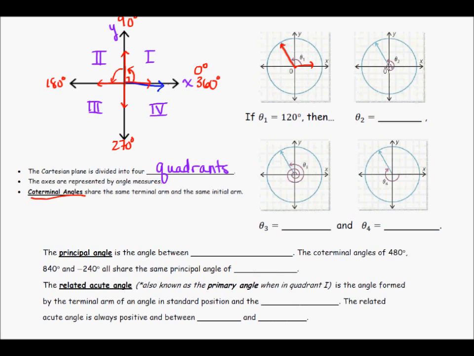In the second picture, we've got the exact same terminal arm, in the exact same position, but the difference now is that this terminal arm has been rotated all the way around once, so 360 degrees, plus that same angle measurement from before, plus 120. So theta 2 is 360 degrees plus 120, because we've gone around one full time and then another 120. This angle measurement, theta 2, is equal to 480 degrees.